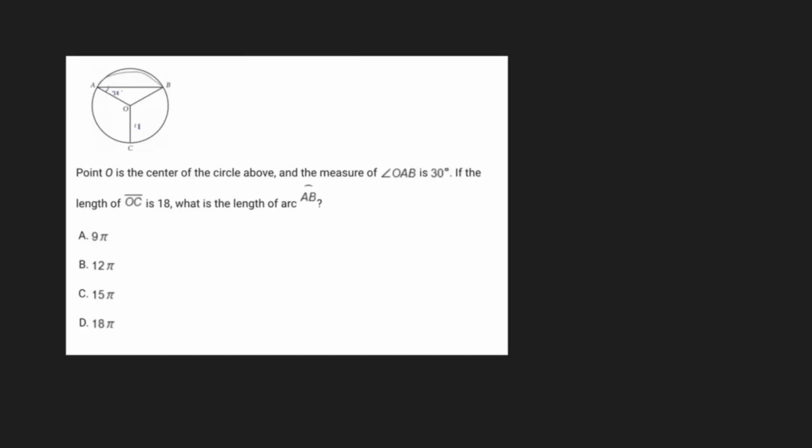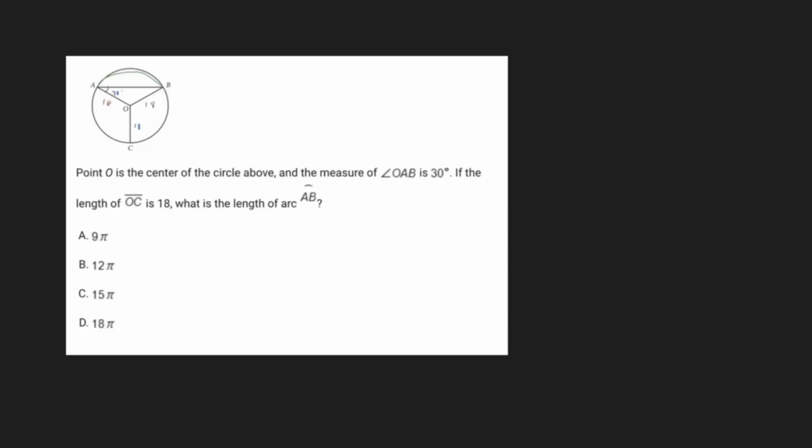Well, the first thing to note here is that OC represents the radius. Because it goes from one point on the circle to the center, we know that the radius has a value of 18. The same thing happens from B to O, as well as A to O. Therefore the side length of AO is 18, and the side length of BO is also 18.